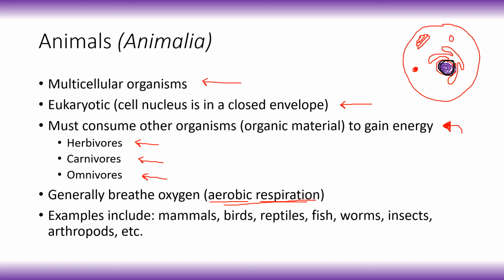And there are a whole bunch of different kinds of animals, and I've listed some examples at the bottom of the slide here. So we've got mammals, birds, reptiles, fish, worms, insects, arthropods, and more. So arthropods, things like spiders and such. All of those different things fit into the animal kingdom. There are lots and lots of different things that fit into the animal kingdom.